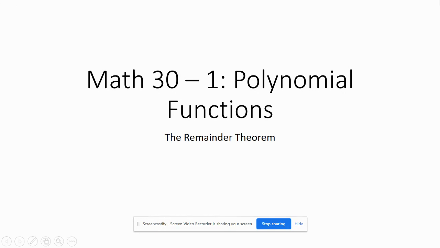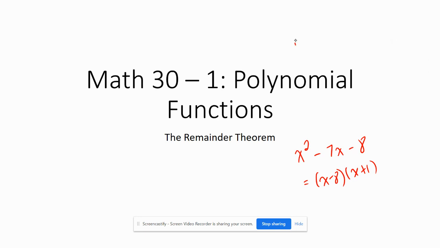Okay, so moving along in our Math 30-1 polynomial functions unit, next topic is called the remainder theorem. So what we're working towards is, well, you guys learned how to factor stuff like this in Math 10 and Math 20, right? So this would equal x minus 8 and then x plus 1, right? Well, what we're working towards in this next unit is, how do you factor something bigger?